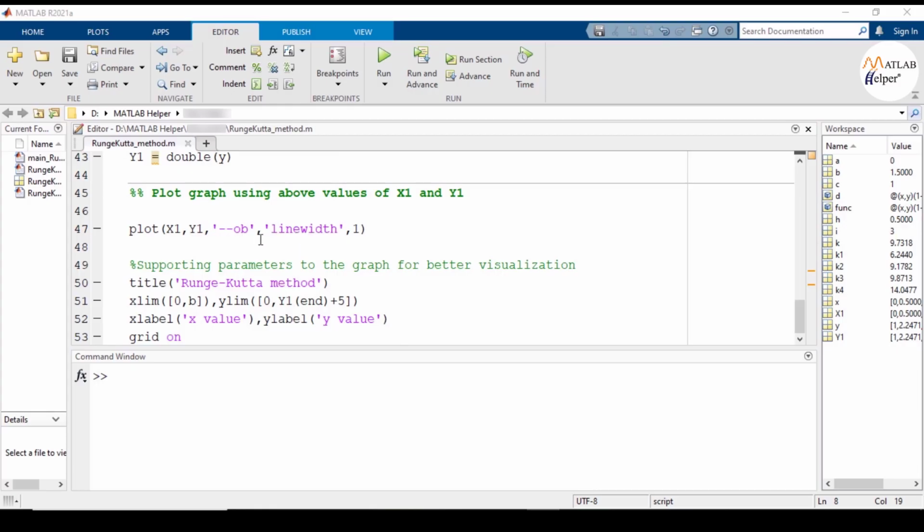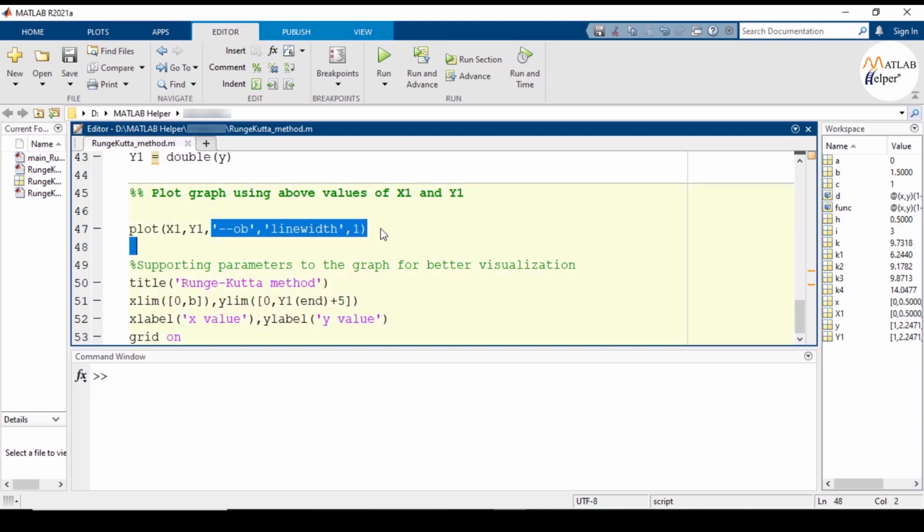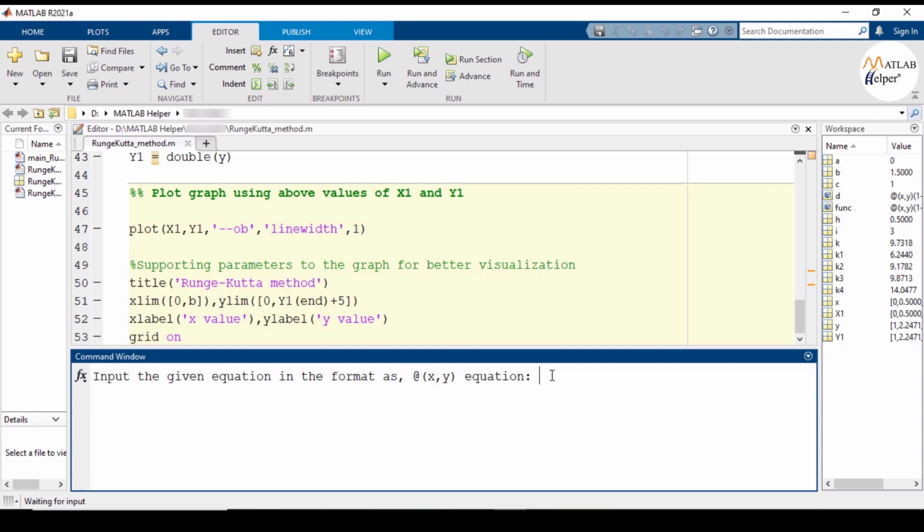To understand the next part of the plot command, we will run the program. After running the program, the input is required in the form of an equation. So you have to provide the equation that is given in the question in the format that is requested.